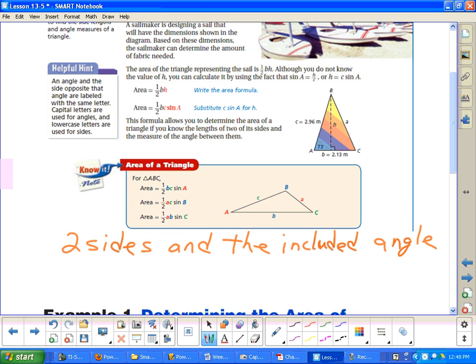Or another way of thinking about it, how many of you remember that? Side angle side, that's right. So if we know side angle side, we can use this formula for finding the area of a triangle. You do 1/2 times both sides times the sine of whatever that angle is. But the whole point is that we're looking for side angle side. If you know side angle side, you can find the area of the triangle using this formula.